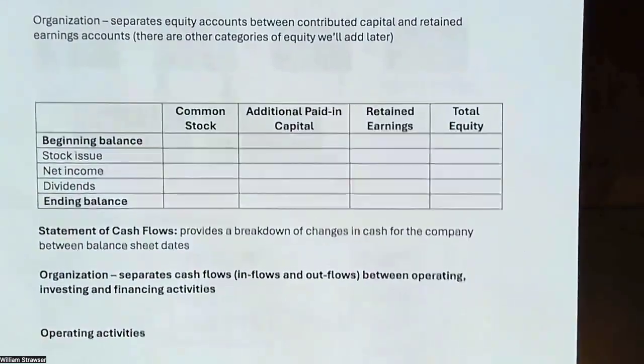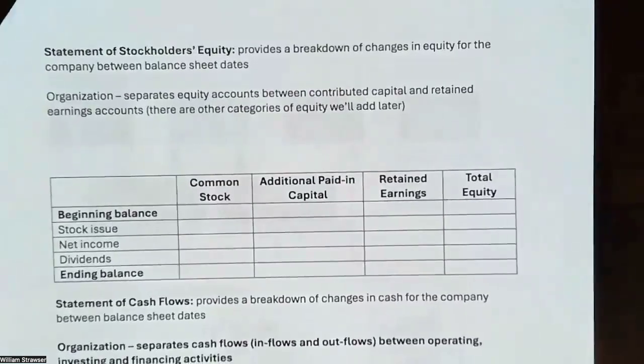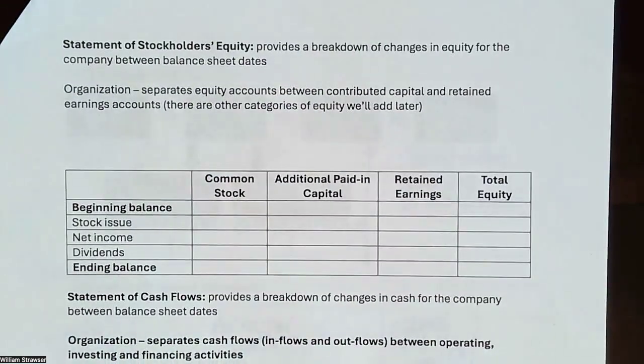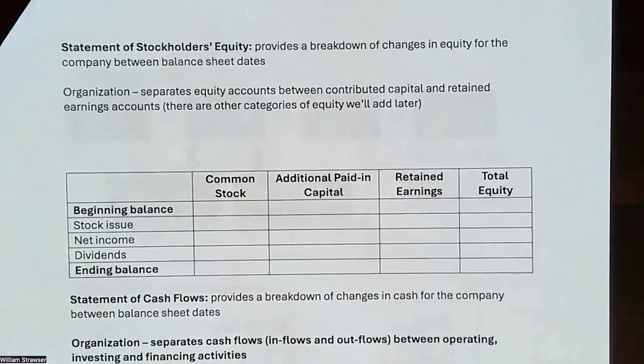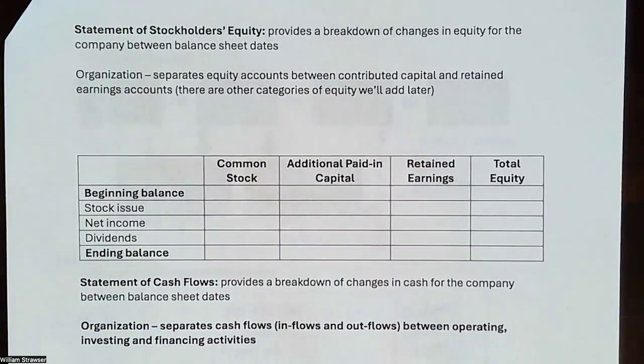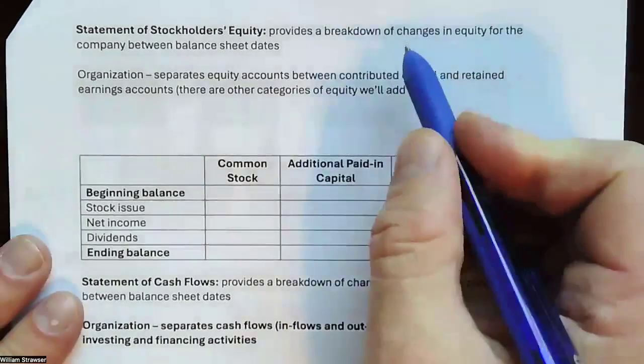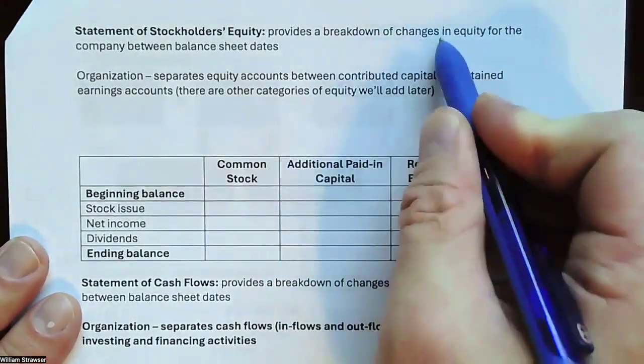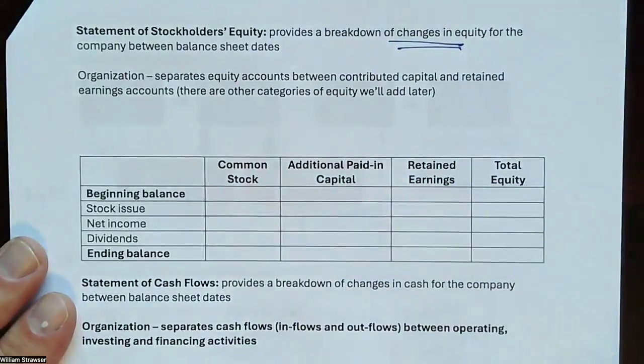All right, so now we're going to turn our attention to the statement of stockholders' equity because we found our net income, for example, and now we want to insert it. Well, we're going to have a real simple view of it because we don't put a very large focus on it in intermediate one. Mostly we save that for intermediate two. It provides a breakdown of the changes in equity. So we're looking for the change over time of equity.